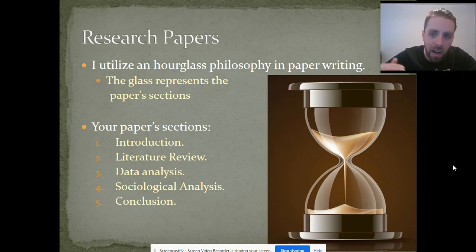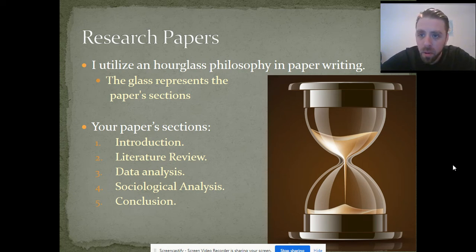So I'm going to be looking, obviously, for thematic clarity across these sections. Does your introduction set up a logical question? Does it tell me what you're going to be demonstrating? Does the literature relate to the question that you've asked? Does the data analysis illuminate the themes that you've selected? And does the sociological analysis provide mechanisms through which that data tells me a story about the city or the neighborhood that you've chosen to analyze? And then you wrap up with a conclusion.